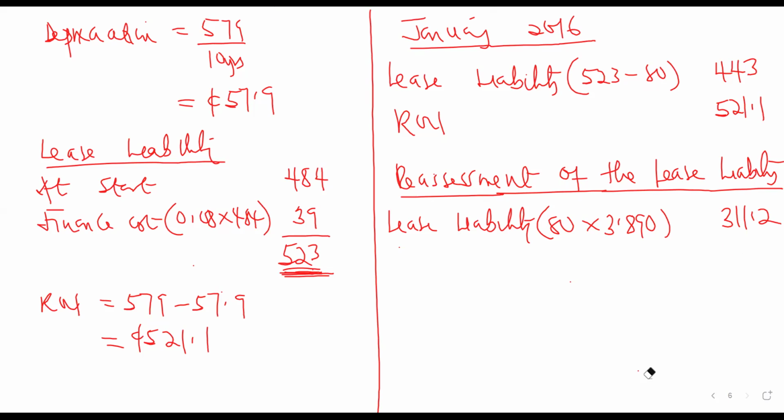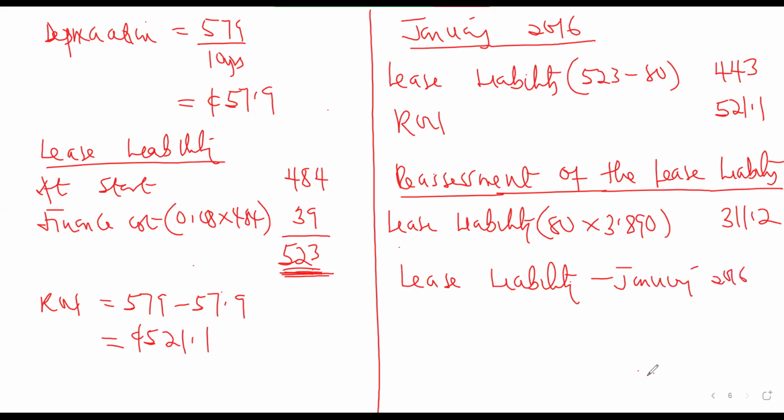But our supposed lease liability for the remaining 5 years supposed to be 311.2. But what are we having in the books? 443. What is the difference? $131.